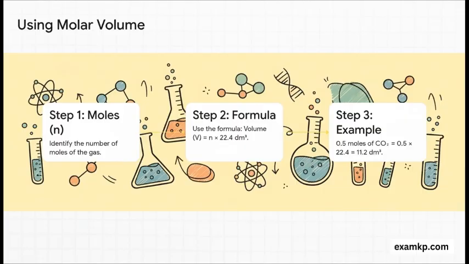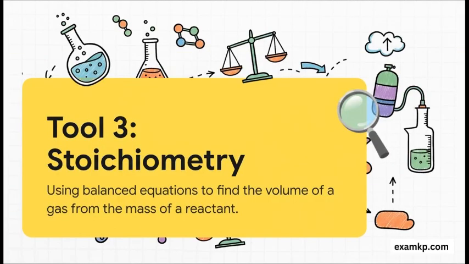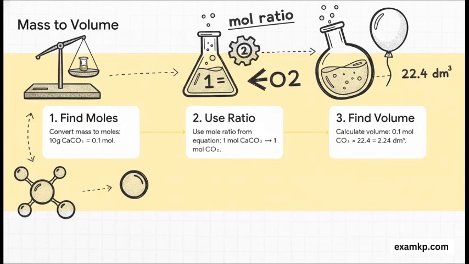Now for our third, and you could say our most powerful tool, stoichiometry. The best way to think about this is like it's the recipe book for chemistry. A balanced equation gives us the exact ratios to figure out the volume of a gas we'll get from a certain mass of a starting material. This is the bridge that connects it all. Let's see how this works.